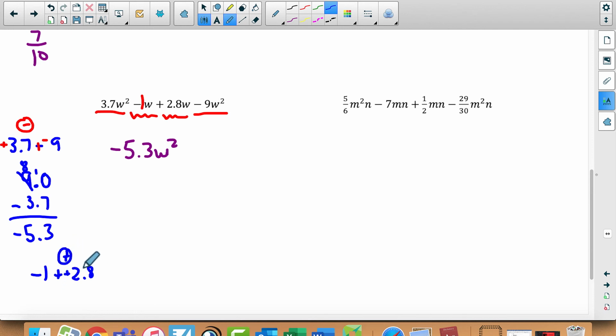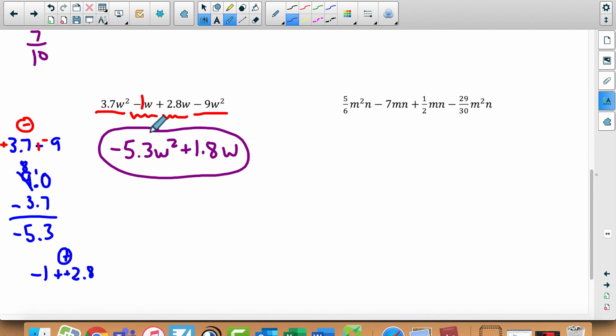And how many more you got? You can probably do this one in your head. If not, you're going to subtract 2.8 minus 1. You get 1.8. So it's positive 1.8, which means our answer is plus 1.8w. Finished.